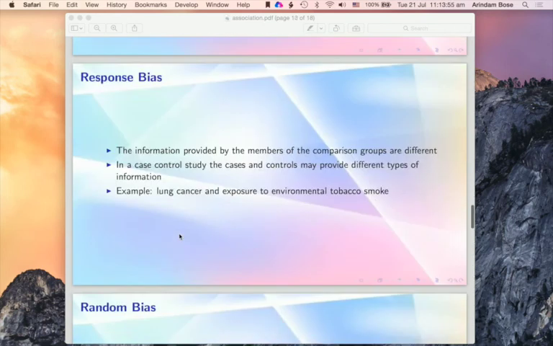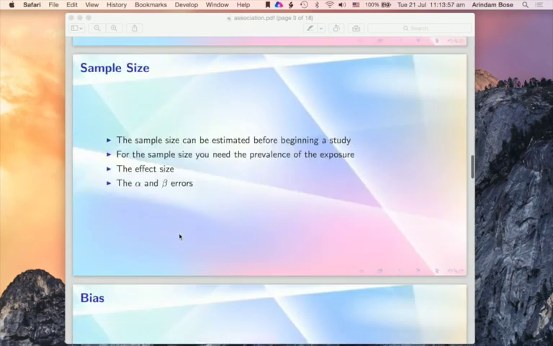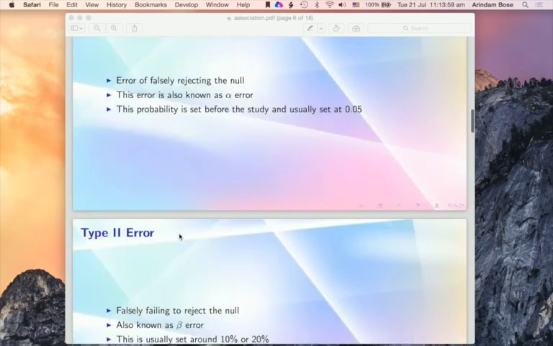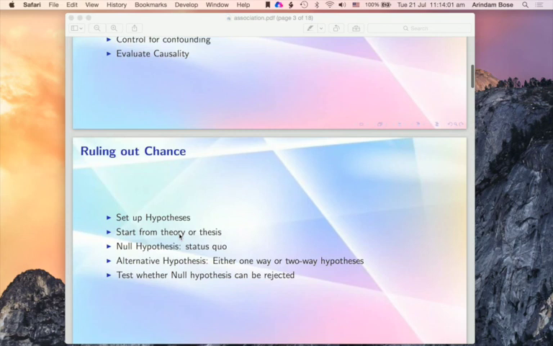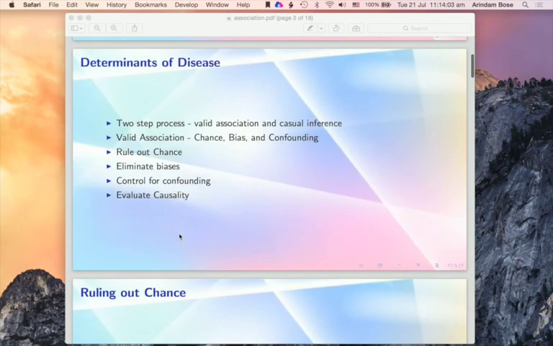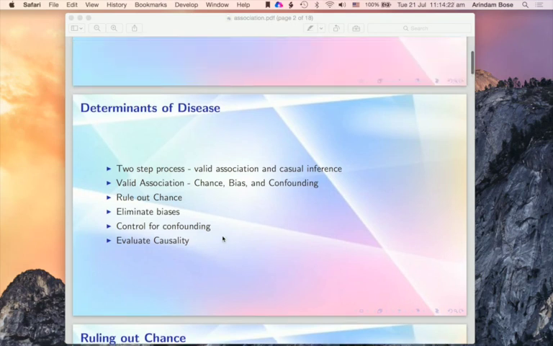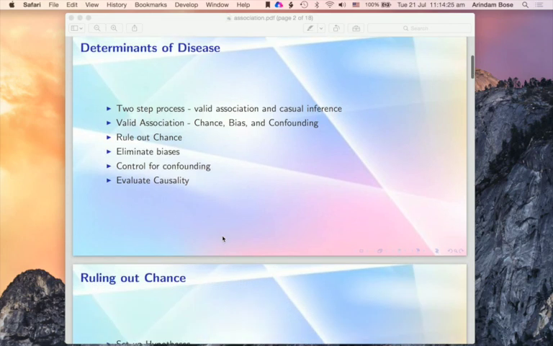So this provides you with a very rapid tour of the three more important things that we must consider for establishment of valid association. That is the role of chance, and we should rule out chance. We should eliminate any kind of bias at the beginning of the study, and we should control for confounding in a number of different ways. And after we have achieved these three things, that is, we have ruled out chance, eliminated biases, and controlled for confounding, we should start evaluating causality, which is going to be the focus of our next presentation.